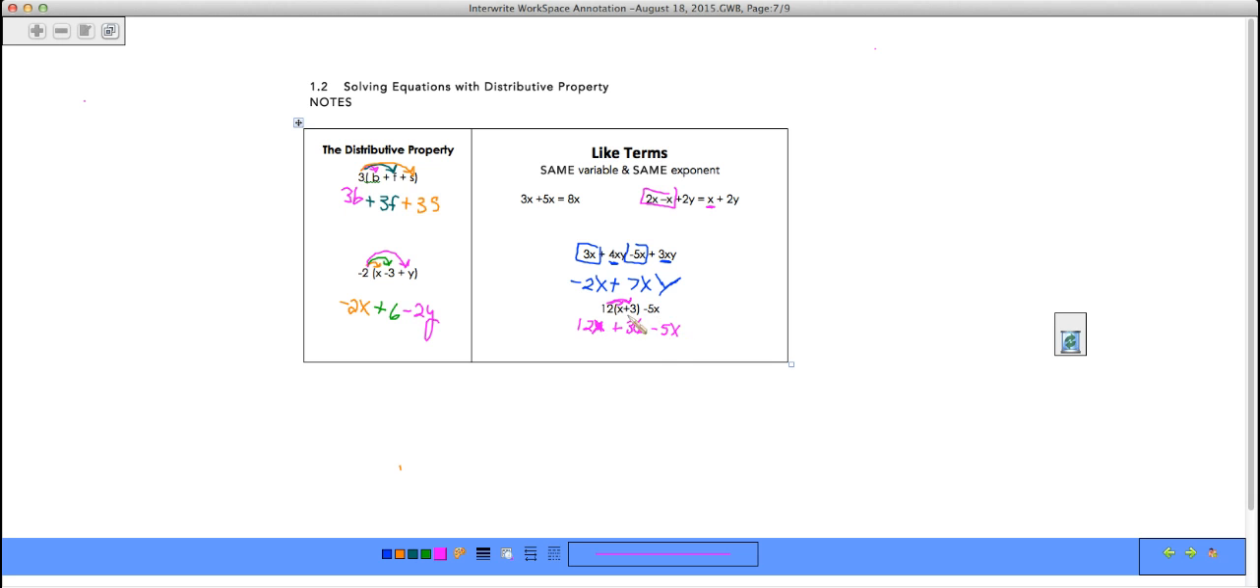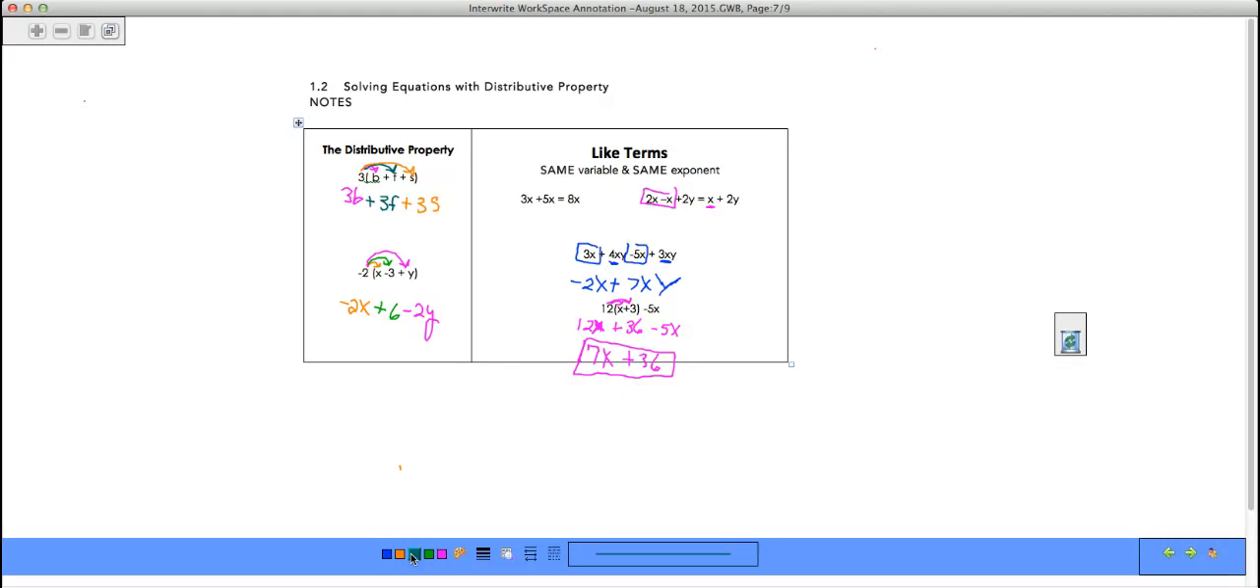Drop it down. These two are now like terms. They both have an x. So 12x minus 5x is going to give me 7x. And I'm going to bring down the plus 36 because it has no like terms to combine with. That's my simplified final answer.